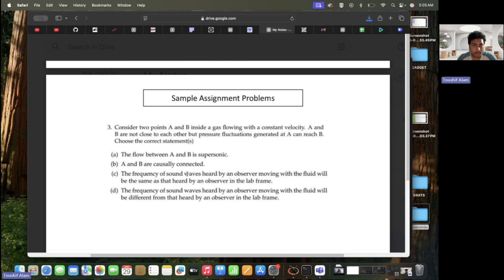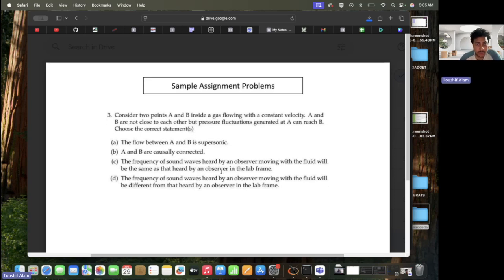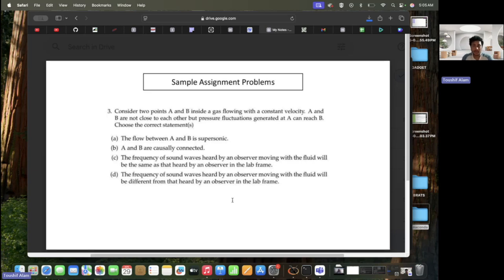Consider the next question. Consider two points A and B inside a gas fluid with a constant velocity. A and B are not close to each other, but pressure fluctuations generated at A can reach B. Choose the correct statement. The flow between A and B is supersonic. A and B are causally connected. The frequency of sound waves heard by an observer moving with the fluid will be the same as that heard by an observer in the lab frame. The frequency of sound waves heard by an observer moving with the fluid will be different from that heard by an observer in the lab frame.